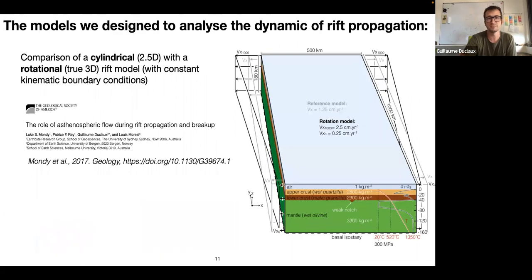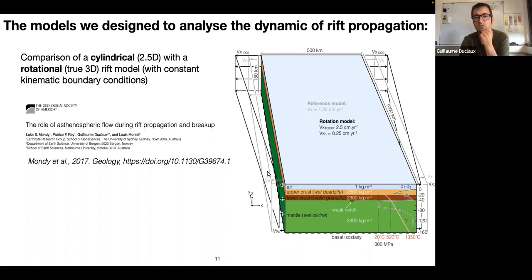So the model that I'm going to present to you is this one. You've got a 500 kilometer by 1,000 kilometer model. And we actually did 2 models next to each other. One is the classical orthogonal rifting, where the velocity along the side of the model is set to be constant all the way along the model at 1.25 centimeters per year on each side. So we open at 2.5 centimeters per year.